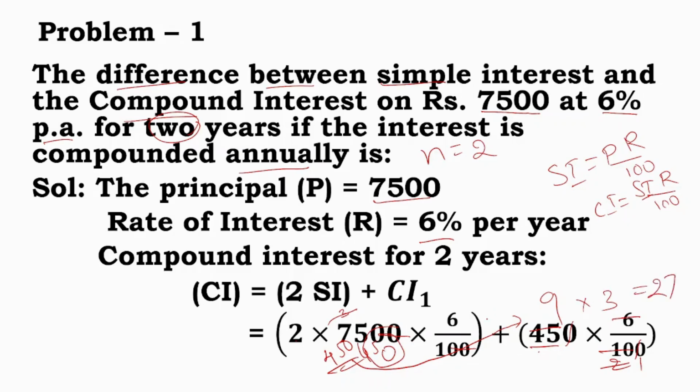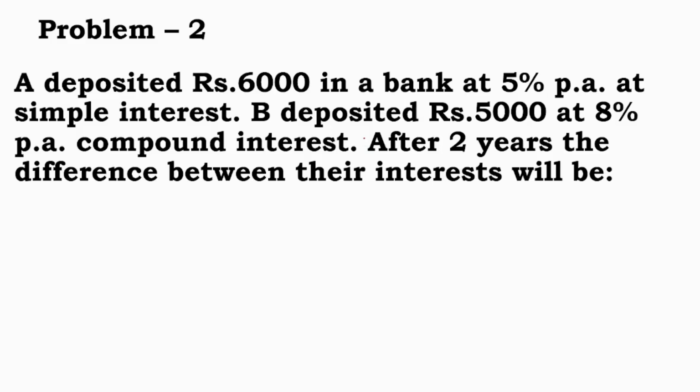So if you exclude this, the simple interest, 2 into 450, that is 900, is the simple interest that you got, and additionally the compound interest is 27. So your answer here, what is the difference? The answer is 27 rupees. So the difference between simple interest and compound interest on 7,500 for 2 years is 27.